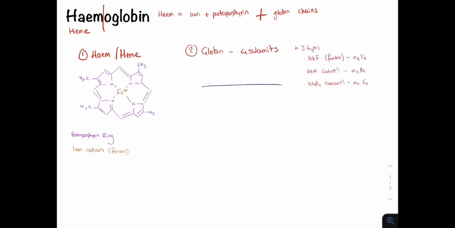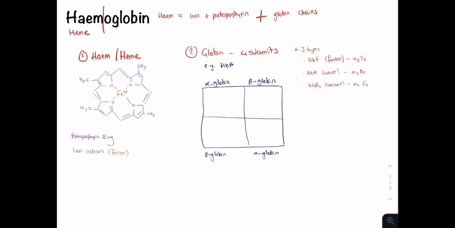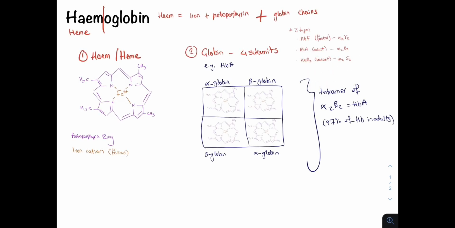So let us draw HbA. I'll simply draw one large box and divide it into four subunits rather than having a convoluted diagram that's difficult to understand. So that's two alpha and two beta. And each globin contains a heme, so contains a protoporphyrin ring and iron in the middle. So this here is the basic structure of hemoglobin.